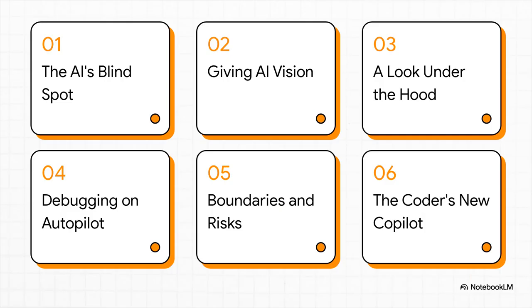All right, here's what we're going to cover. We'll start with the AI's current blind spot, then we'll see how this new tech is giving it sight. We'll take a look under the hood at its capabilities, see it in action, talk about the necessary boundaries, and then, finally, we'll think about what this really means for the future of coding.